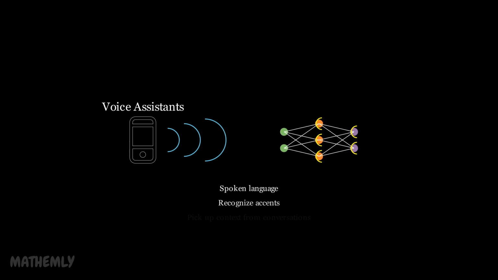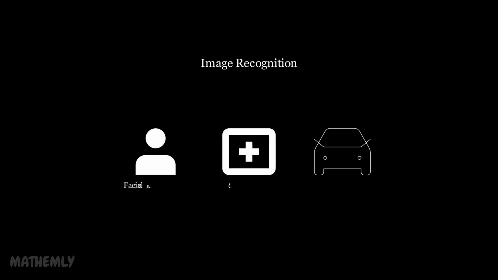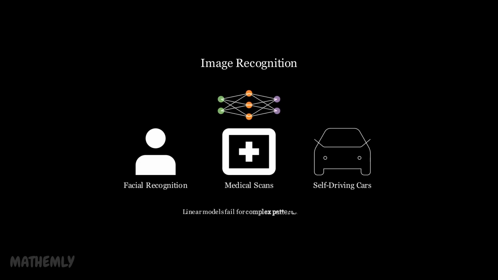Neural networks are not just abstract math, they are behind many of the technologies we use every day. Take voice assistants like Siri or Google Assistant. They rely on neural networks to understand spoken language, recognize accents, and even pick up context from conversations. Or think about image recognition, whether it's unlocking your phone with facial recognition, detecting tumors in medical scans, or helping self-driving cars identify road signs and pedestrians. Linear models would completely fail here because the patterns in images are highly nonlinear and complex.